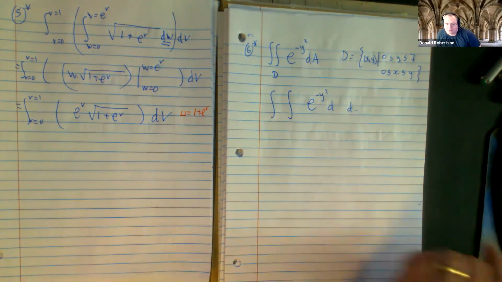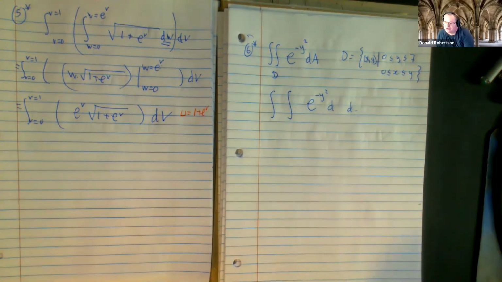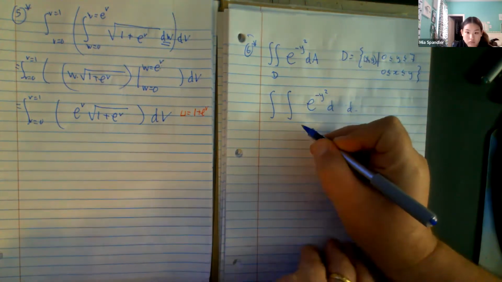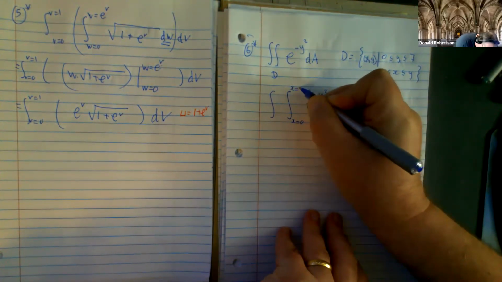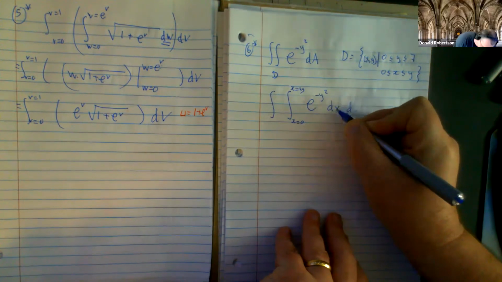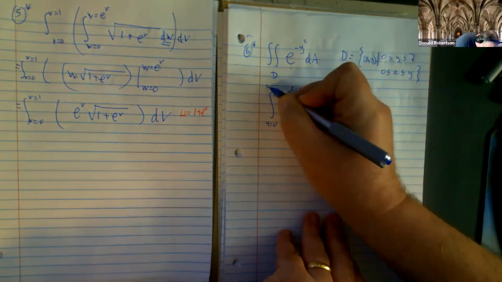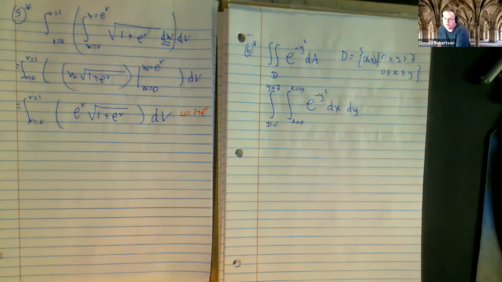So who goes first and who goes second? That's the decision. Dx, then dy. Right? So the x goes from 0 to y, so dx first, and then the y's go from 0 to 7. What was your thought process there? That's the right thing to do. What made you go that way?